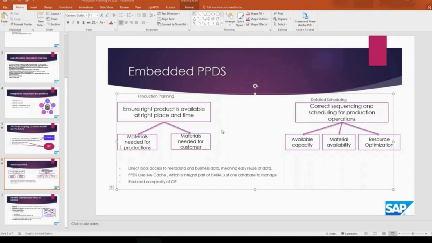Okay, so when we talk about PPDS, it's basically 2 different things: production planning and detailed scheduling. Production planning ensures your right product is available at the right place and right time. It basically helps with your quantity planning. Production planning helps with your quantity related queries. Detailed scheduling helps with your scheduling of operation related issues.